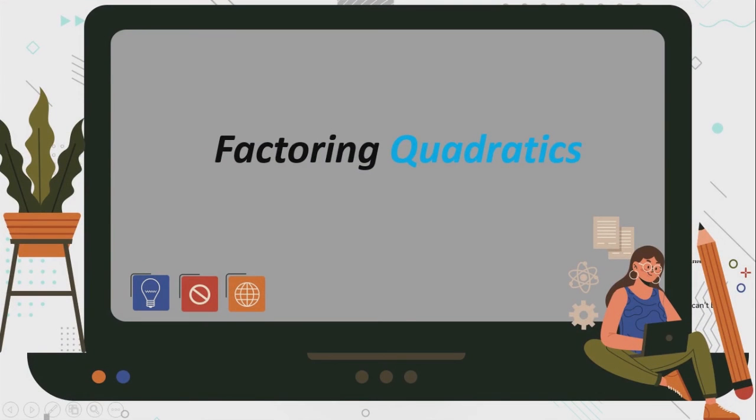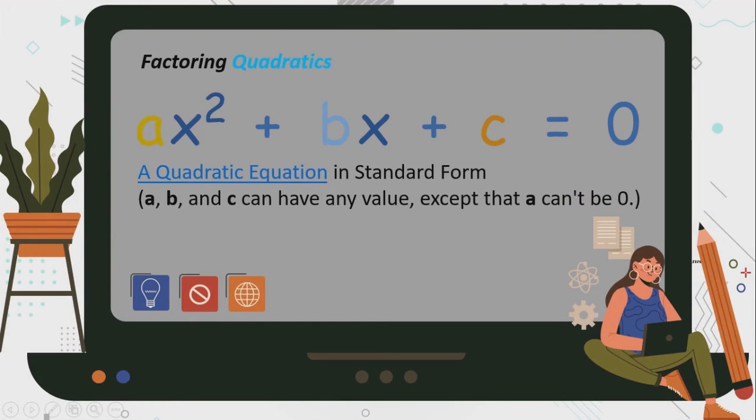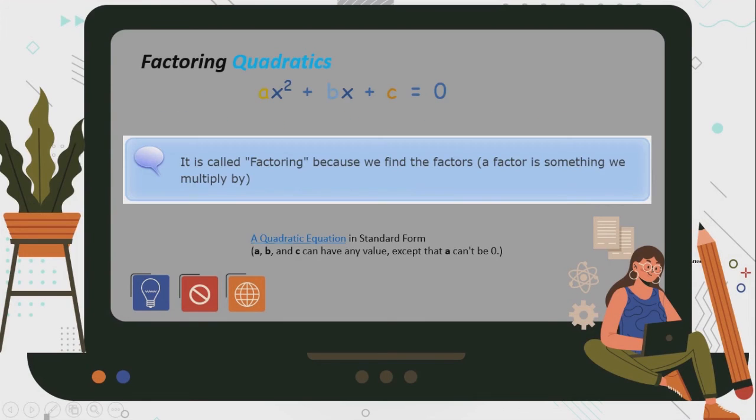Okay, number 3, solving by factoring quadratics. ax squared plus bx plus c equals 0. A quadratic equation in standard form. a, b, and c can have any value, except that a can't be 0. Okay, it is called factoring because we find the factors. A factor is something we multiply by.